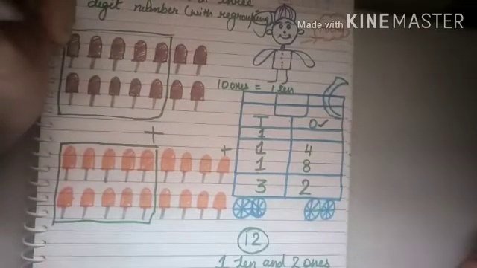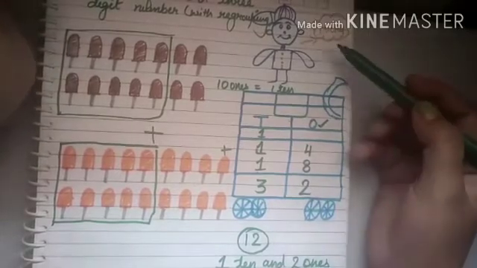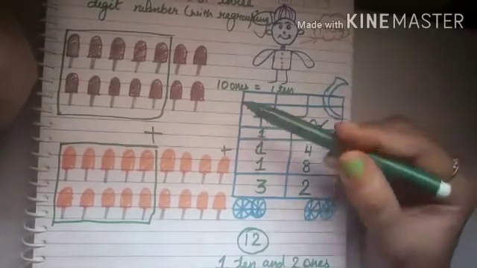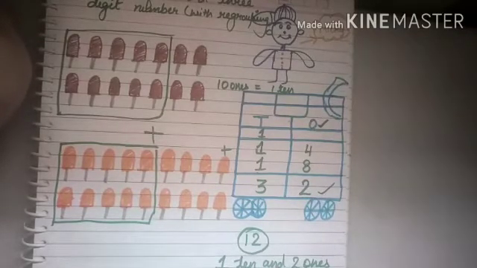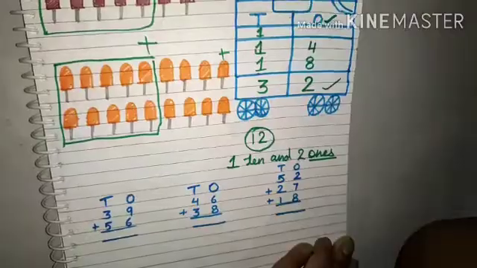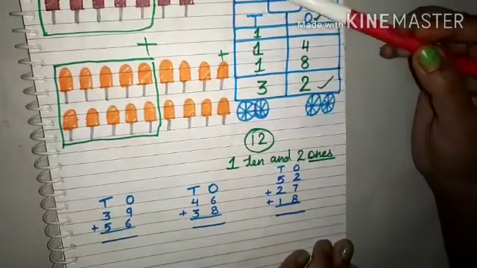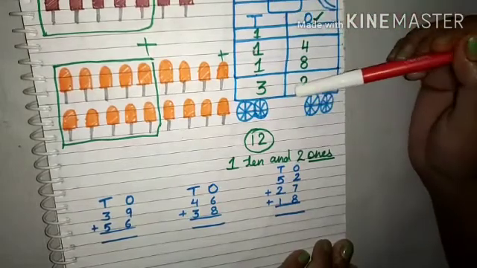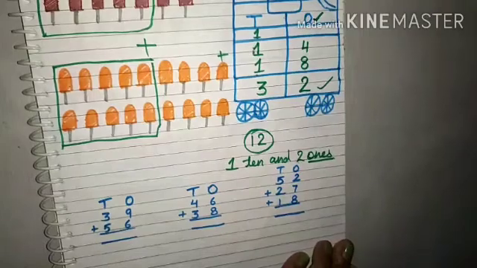So what is our answer? 32. So Mickey has bought how many ice creams? 32 ice creams. Okay, so here we have done this addition with one example. We can do it directly also.